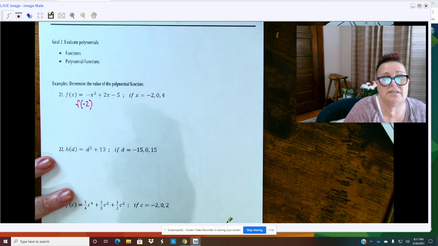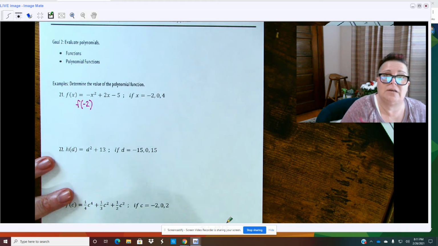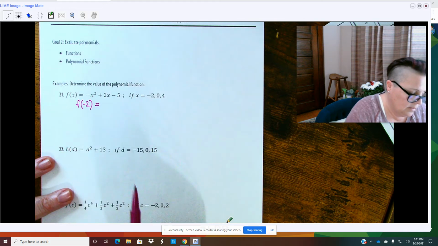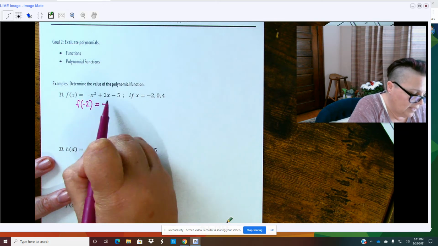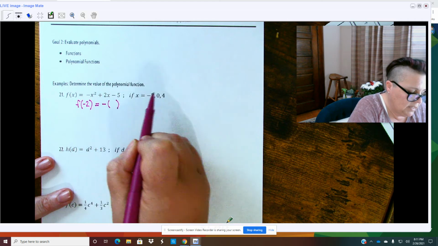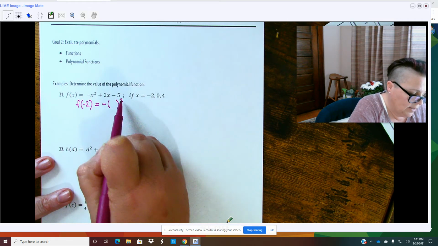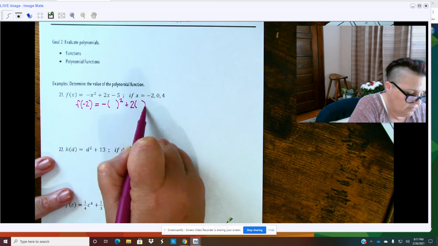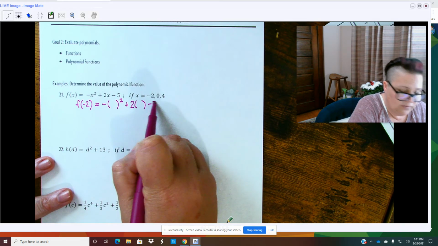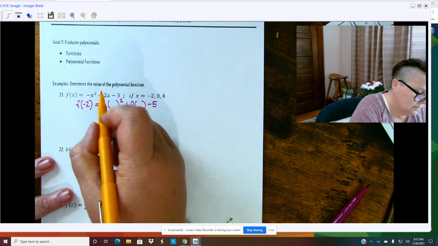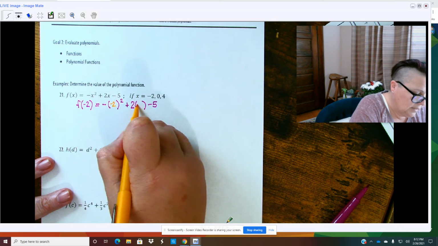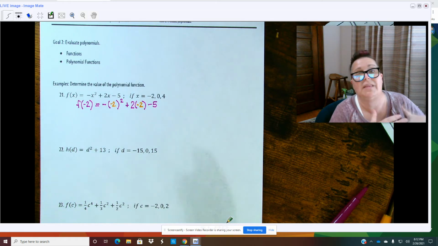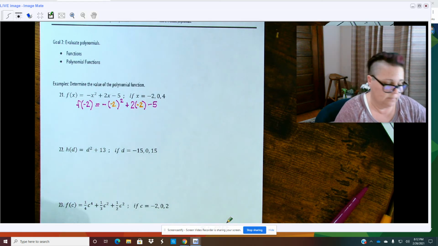What this means is we are letting x equal negative 2 within the polynomial. So instead of a negative x squared, I'm going to put in a negative 2 and square it. Instead of a 2x, I'm going to put in a negative 2. And then I'm going to subtract 5. So I'm going to have a negative 2 and a negative 2. That negative 2 is going to go in wherever the x was in this polynomial.